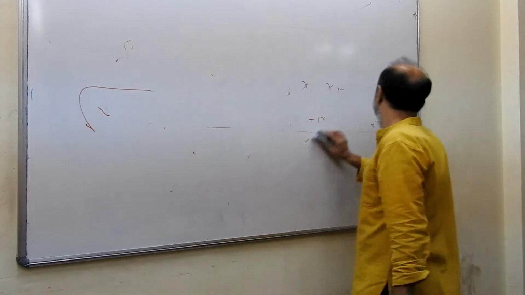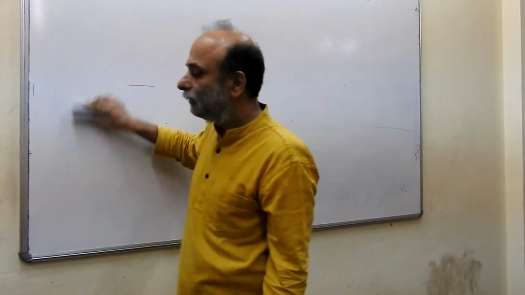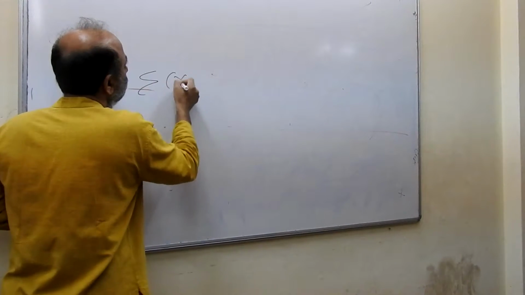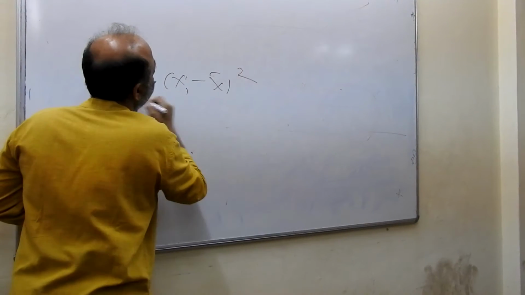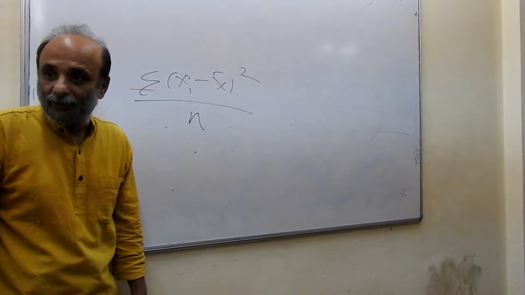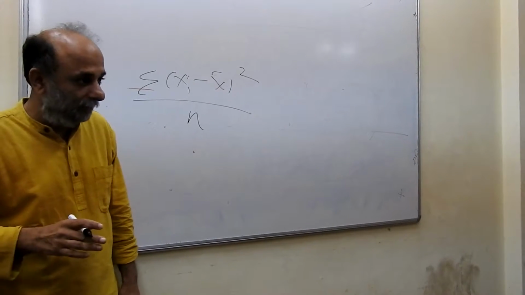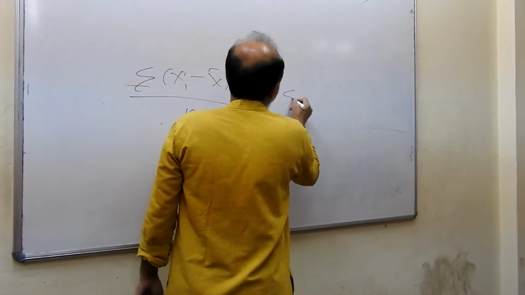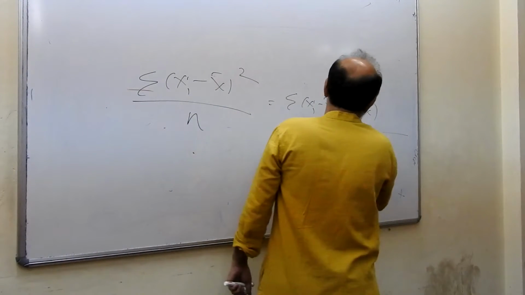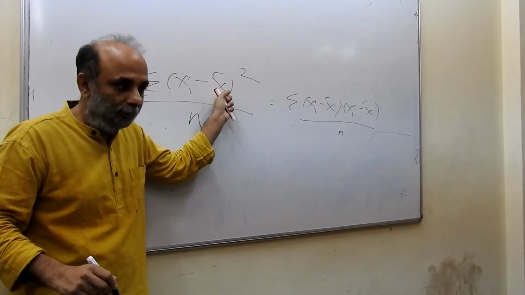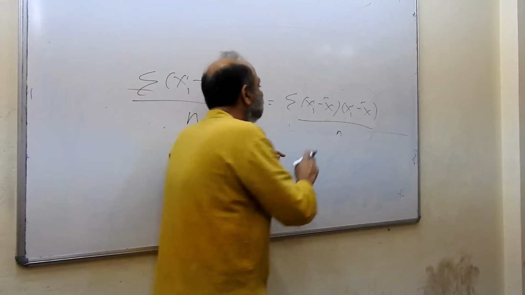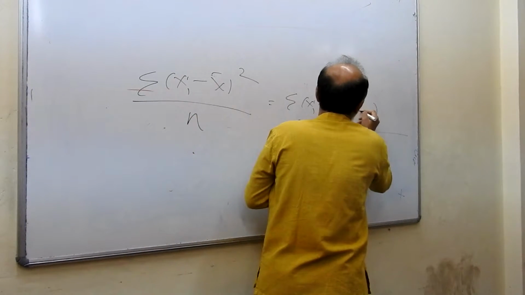Think of what I do. I have the summation of (xi minus x bar) squared, upon n. Right? That's the formula for the variance. If I'm going too fast, please tell me. This can be written as summation of (xi minus x bar) times (xi minus x bar), because of the square. Now, suppose instead of xi, one of the xi I change to say yi minus y. Yeah?